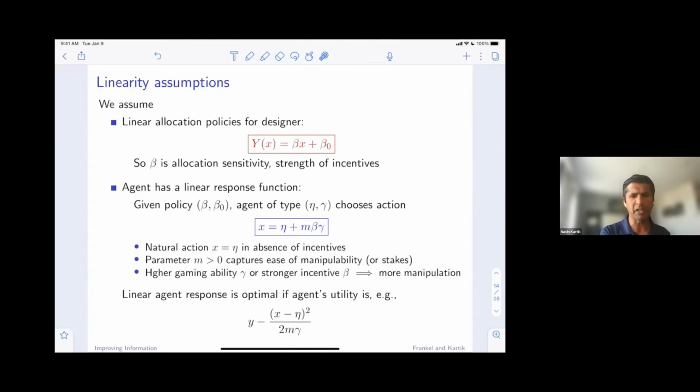So we assume this linear response form directly because that's what we really want to focus on. If one wanted to micro-found this, it's not hard. This linear response rule is going to be optimal given the linear policy for the designer if the agent's utility, for example, takes this form, which is the agent cares linearly about her allocation, and she has this quadratic cost of moving her action away from her natural action, scaled by her gaming ability, gamma. So the higher your gamma, the cheaper it is for you to manipulate your action. And hence we think of this as gaming ability.